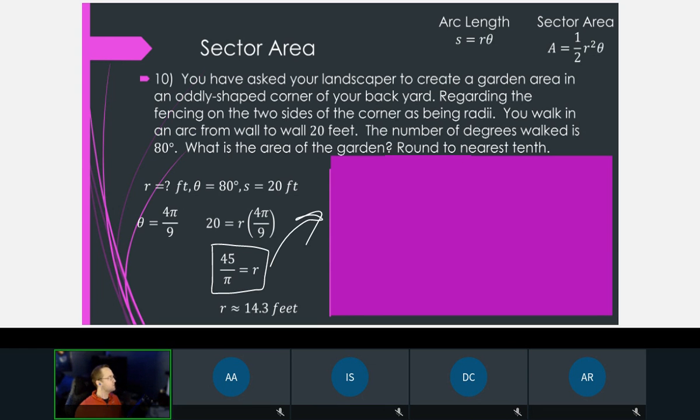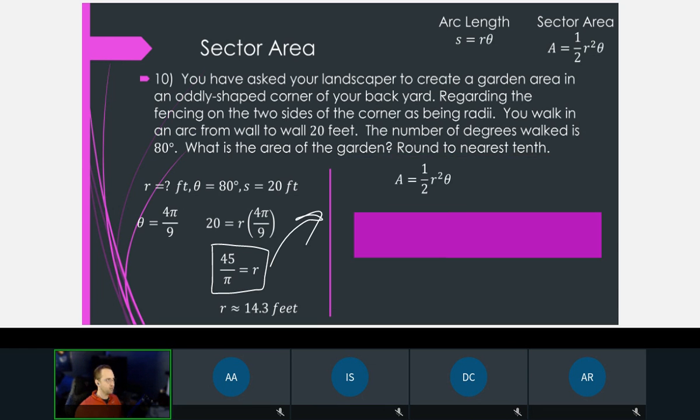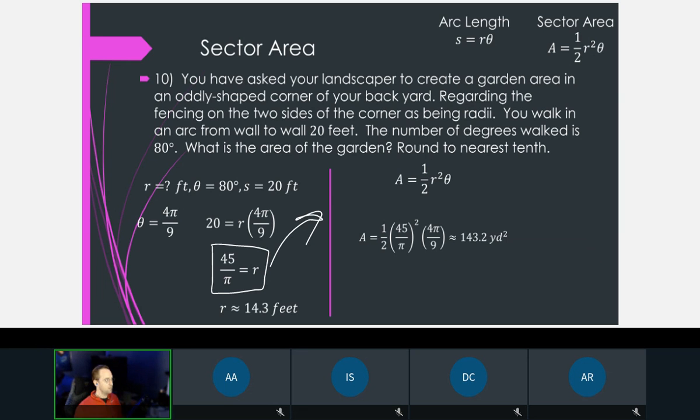But for this part 2, all you're going to do is plug in the values now, right? So you're going to have 1/2. You're going to have your R is 45 over pi, quantity squared. And then the angle in radians is 4 pi over 9. And then that's how you get 143.2.